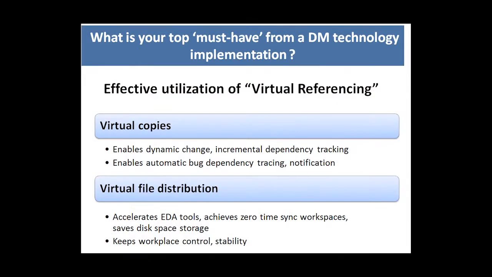And for bug dependency tracing, when you put together lots of IPs and assemble them based on their available releases, you want to get a roll-up report for all the different pieces in it. We want that to be computed, not generated by someone going through a spreadsheet. So it's utilities to handle that. And then finally, for dealing with virtual file distribution, it's the ability to accelerate your EDA tools to eliminate bottlenecks and to maintain workspace control and stability.